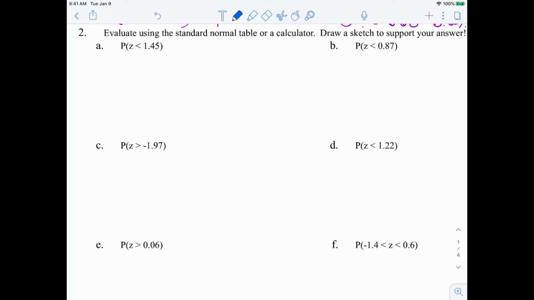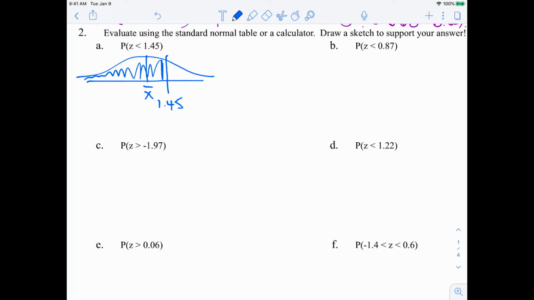I'm going to draw the normal model by sketching the bell-shaped curve. Remember, your mean goes in the middle, which is a z-score of 0. Because remember, a z-score is how many standard deviations you are above or below the mean. So if you're at the mean, you're not above or below it, so it's 0. For the probability that z is less than 1.45, that's positive, so we're above the mean. That would be somewhere around here.